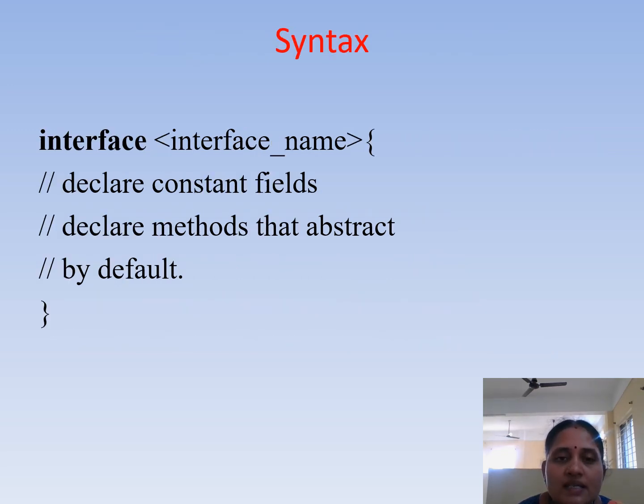Next, the syntax for defining the interface. First of all, start with the interface keyword followed by the interface name. Whenever we want to use the interface in any main function, we will invoke it with the help of the name. Inside the block, we define the fields and abstract methods. An interface contains only abstract methods and constant fields.